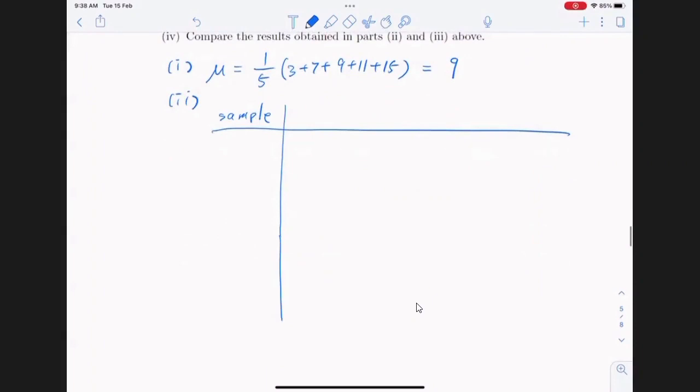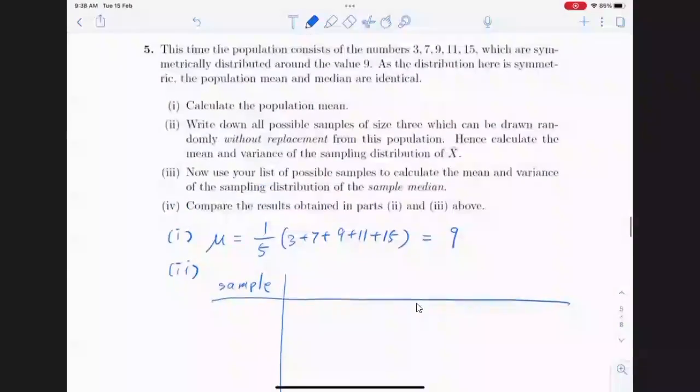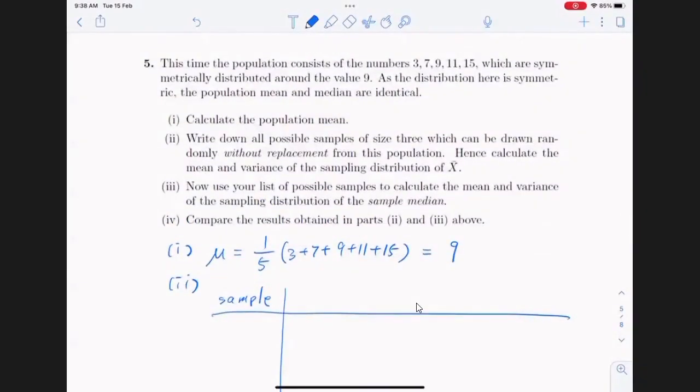So how many possible samples are there if we draw without replacement for the 5 numbers? Now, first of all, you need to understand what it means by sampling without replacement. You are going to draw 3 numbers. Just imagine that you draw it sequentially. You randomly draw 1 number from these 5, and after you draw the number, we don't put it back. That's the meaning of without replacement.